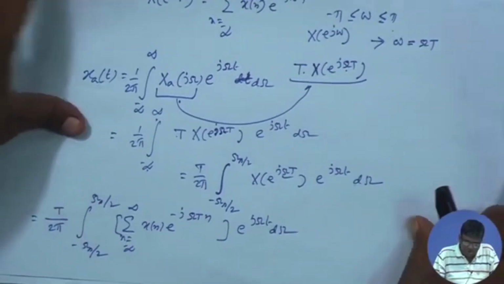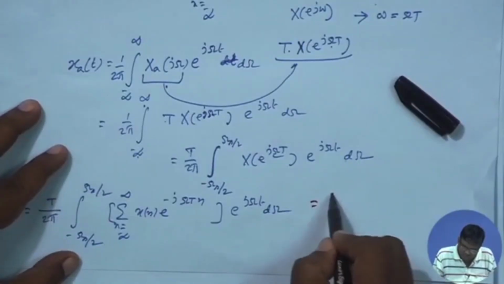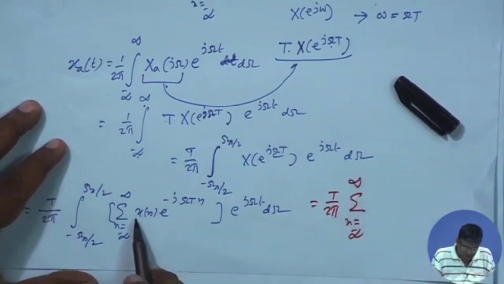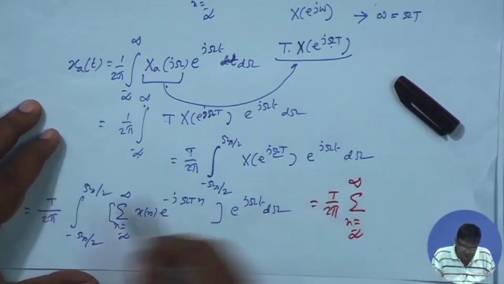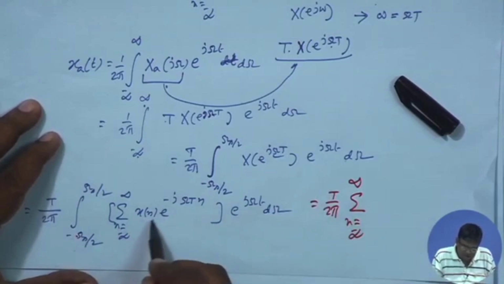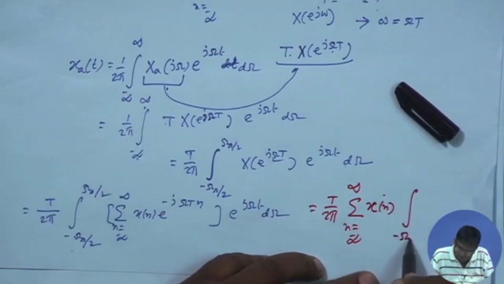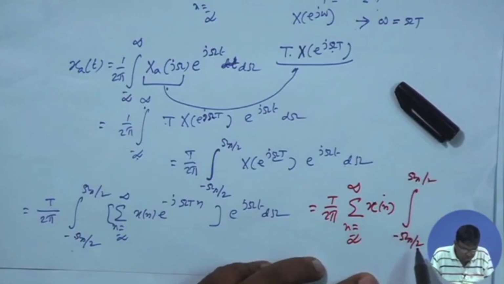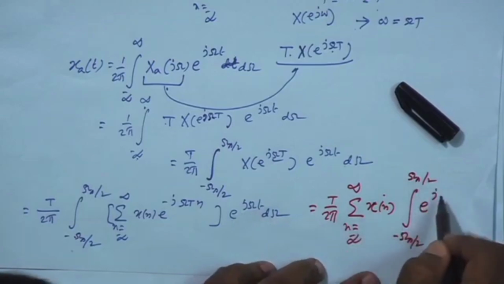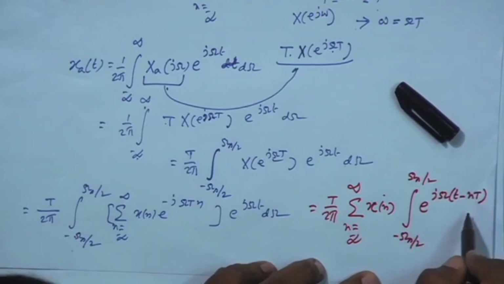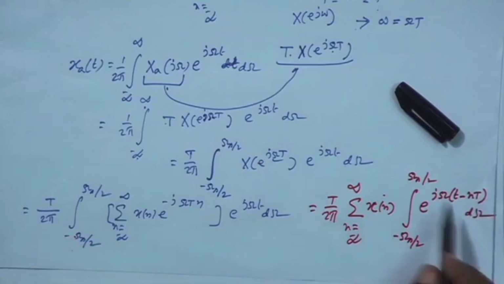All right. So, next step, T by 2 pi, this inner summation goes out, x of n, it does not depend on omega. The inner summation is with respect to capital omega, this does not depend on it, so this can come out as common. Okay, and I am left with this inside, e to the power j capital omega t minus n T d omega. All right. So, this we integrate with respect to omega. That is what we get.